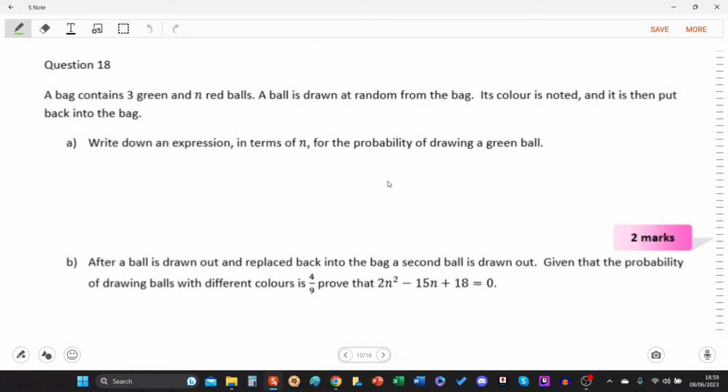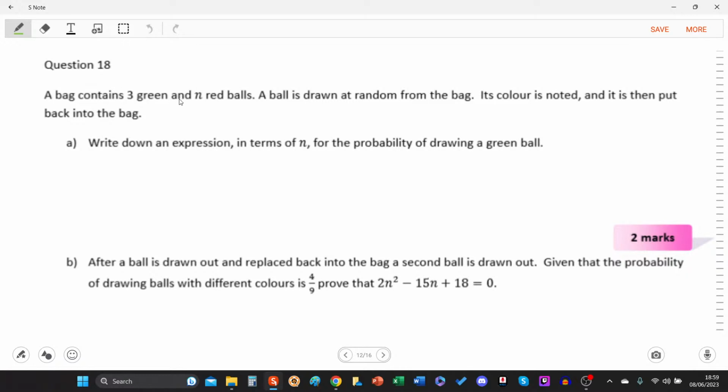Probability has not come up yet, as far as I'm aware. The tree diagram situation might come up in a very horrible way. So remember one year we had Hannah's Sweets. I've made a question which is quite similar to Hannah's Sweets, so let's dive into it.